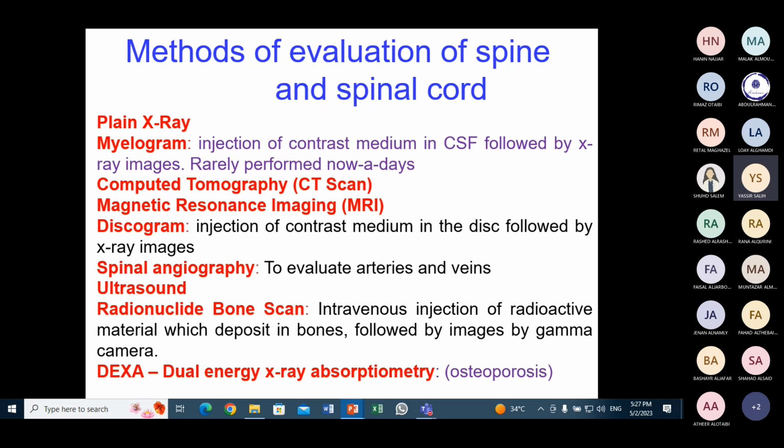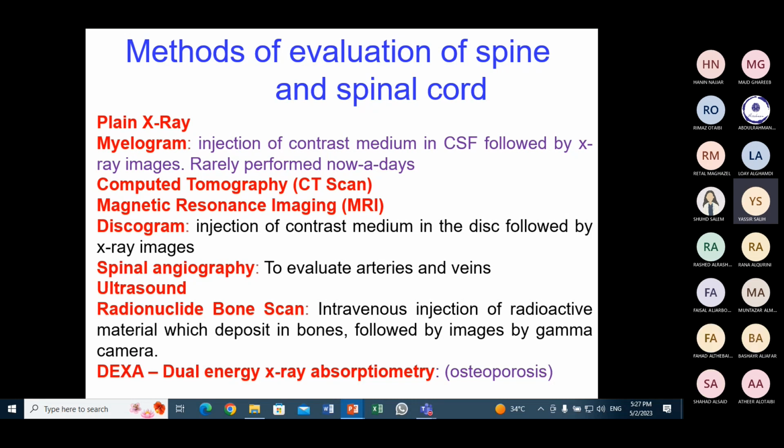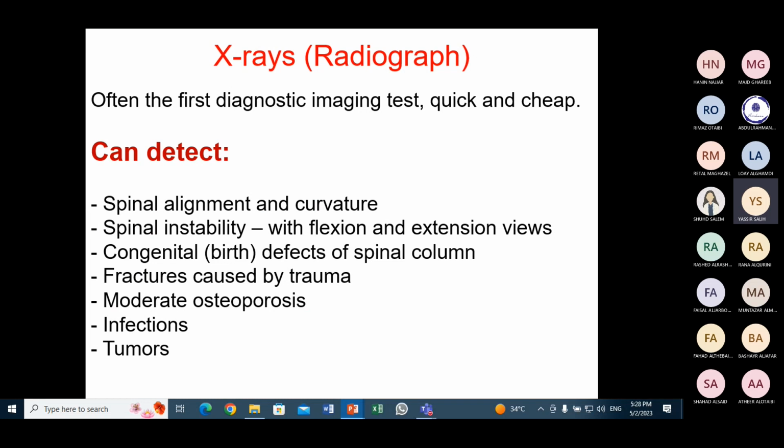DEXA scan, dual energy X-ray absorptiometry, as we explained in the MSK lecture. This is done for assessment of osteoporosis. DEXA is the gold standard imaging technique for assessment of osteoporosis. Osteoporosis can be seen or assessed in the spine by X-ray, but DEXA is the gold standard. Now we are going to talk briefly about each of these modalities.